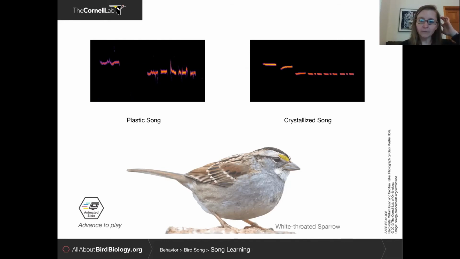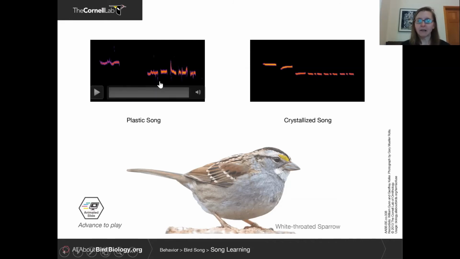And young birds during the plastic song phase are engaging in sounds that are somewhat equivalent to the babbling of babies, the babbling and the early speech patterns of young children. And so this is what that plastic song looks like in spectrogram view compared to a crystallized song.